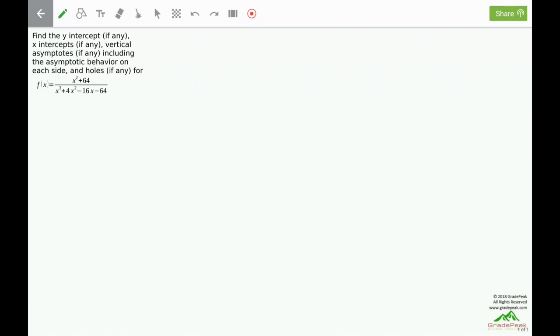Find the y-intercept, if any, x-intercepts, if any, vertical asymptotes, if any, including the asymptotic behavior on each side, and holes, if any, for the function f of x equals x squared plus 64 divided by x cubed plus 4x squared minus 16x minus 64.